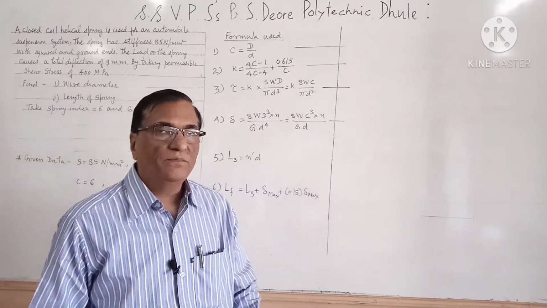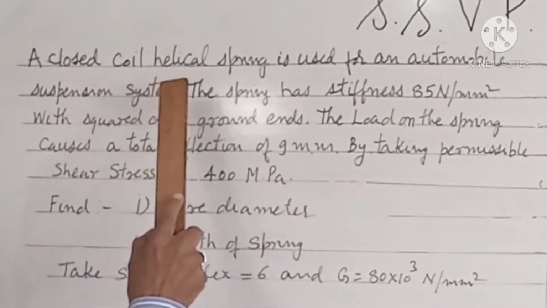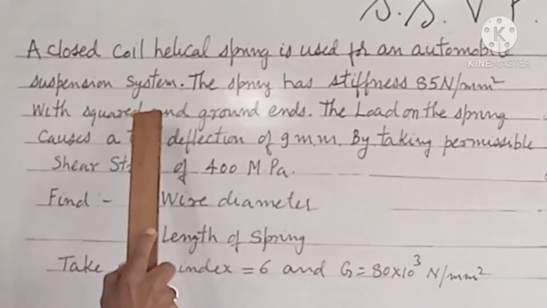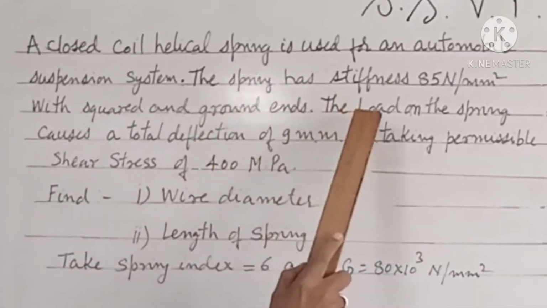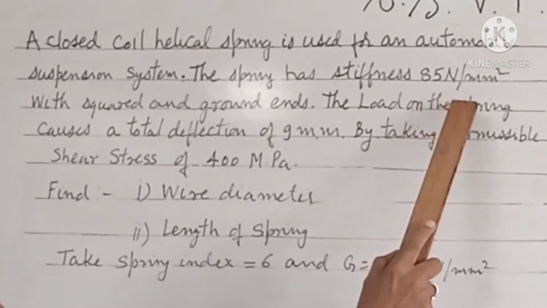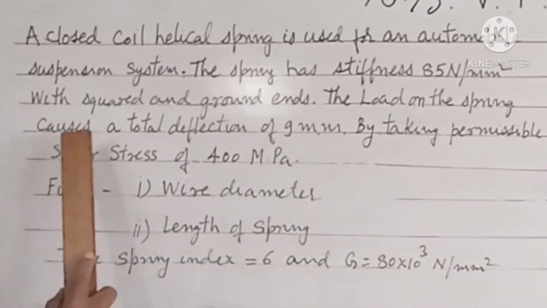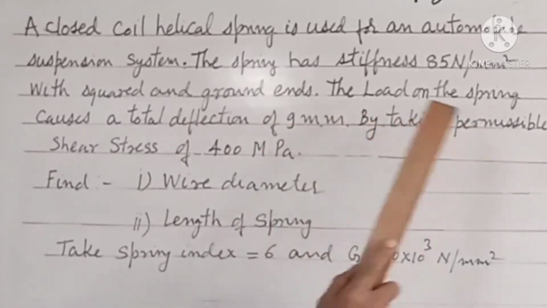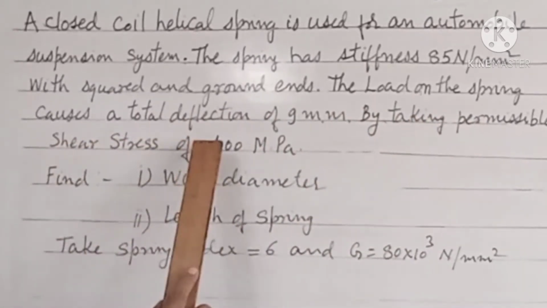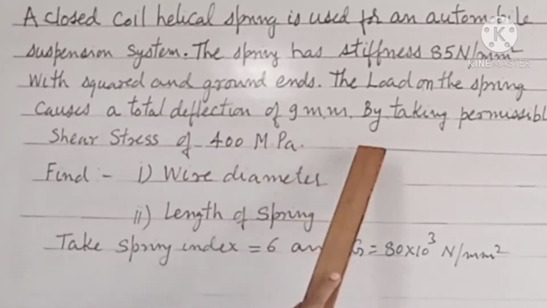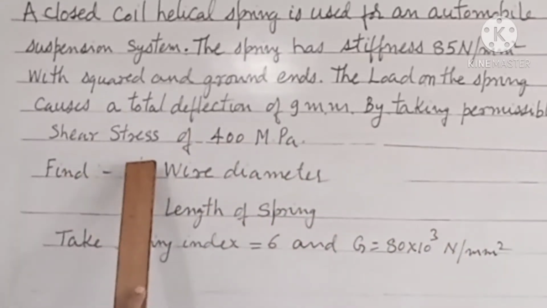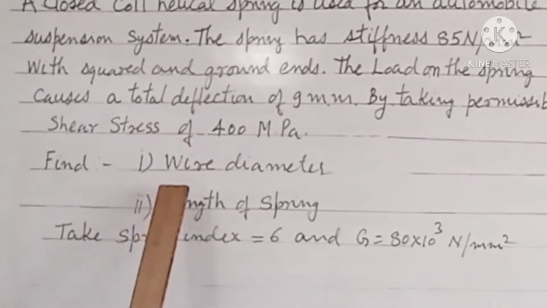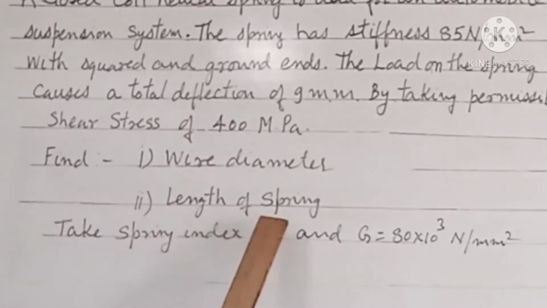Let us take the problem. A closed coil helical spring is used for an automobile suspension system. The spring has stiffness 85 Newton per millimeter with square and ground ends. The load on the spring causes a total deflection of 9 mm. By taking permissible shear stress of 400 megapascal, find first the wire diameter, second the length of spring.